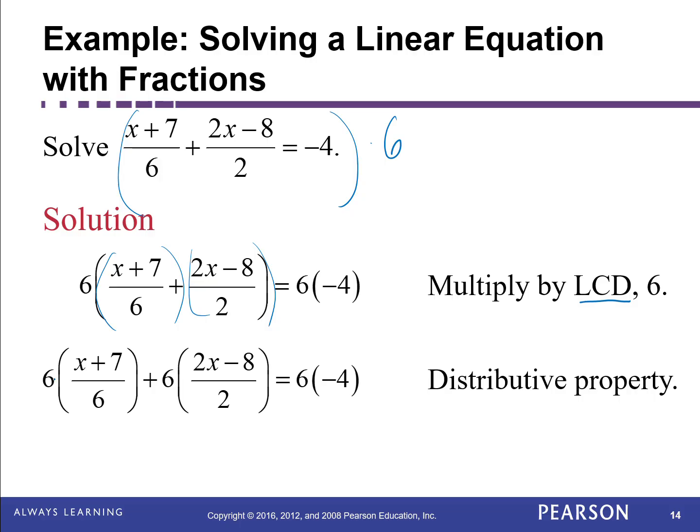Okay. But here when I do 6 times (x plus 7) over 6, this 6 is going to cancel. And when I do 6 times (2x minus 8) over 2, the 6 and the 2 cancel down to a 3. 6 divided by 2 is 3. So I'm left with x plus 7 plus 3 times (2x minus 8) equals negative 24. We get negative 24 because 6 times negative 4 is negative 24.